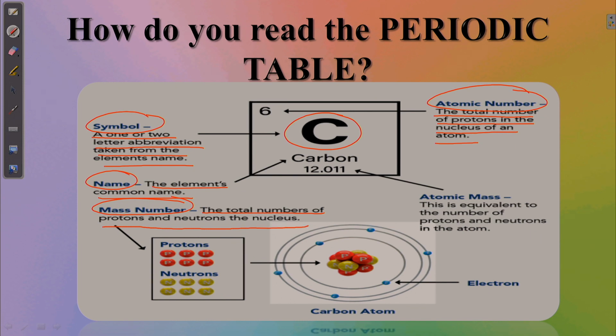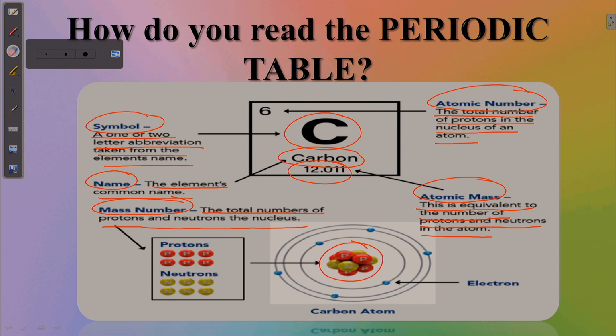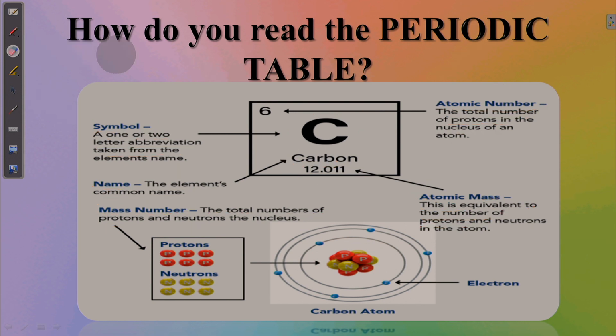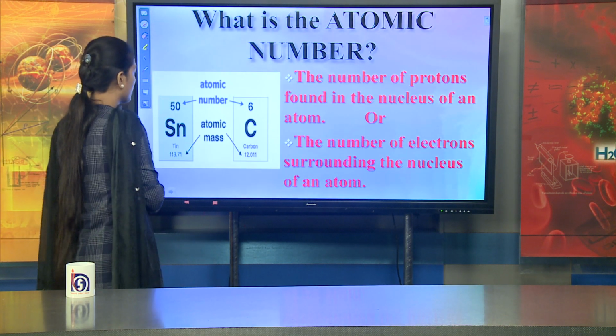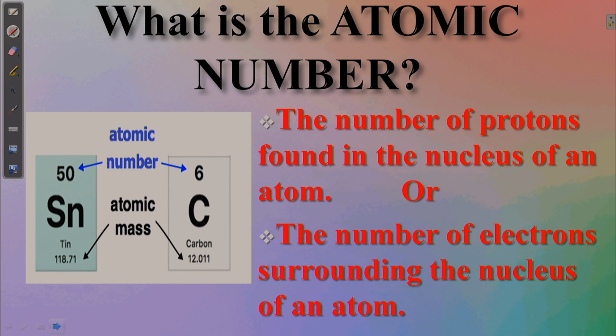So basically the protons and neutrons are in the middle, or in the center, of an atom, and atomic mass is equivalent to the number of protons and neutrons in the atom. So this is basically atomic mass and this is the name of an element. So this is how we can read the periodic table. Now the question arises, what is atomic number? As you can see on your screen, atomic number is basically written above the element.